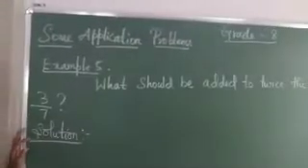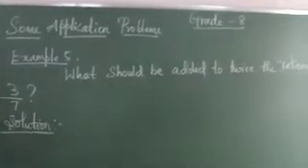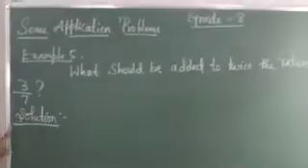Students, today we are going to solve application problems based on linear equations in one variable. See, what should be added to twice the rational number minus 7 by 3 to get 3 by 7? So here it is a word problem. First you have to convert this word problem into a linear expression and then you have to find the value.